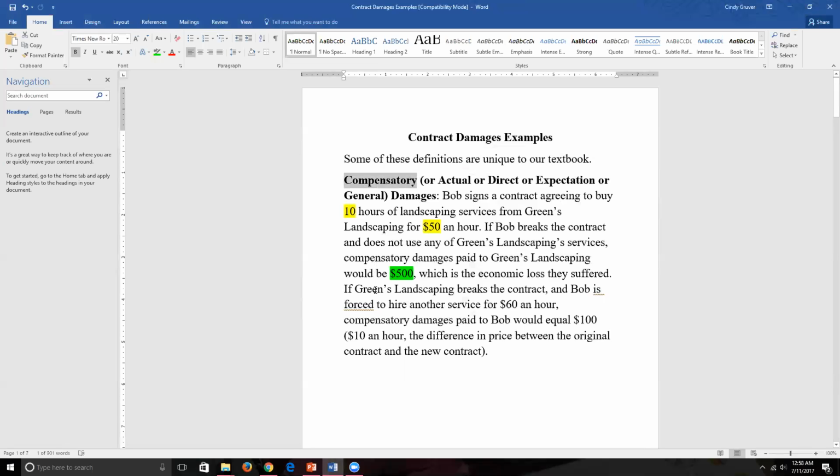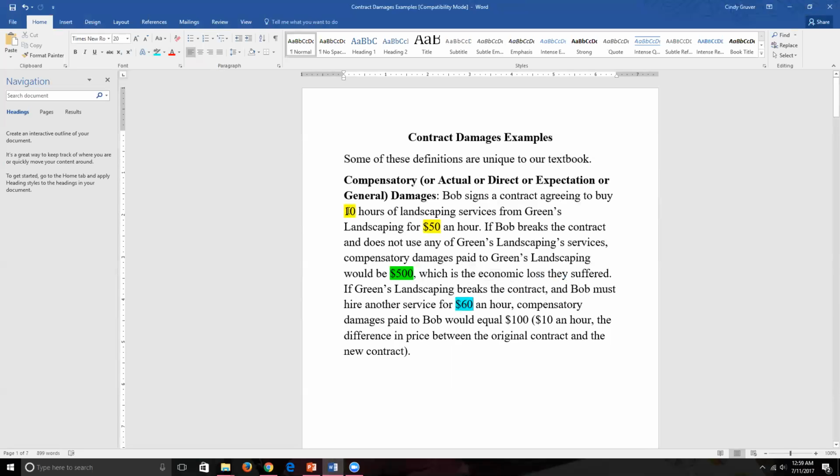Okay, but let's imagine the other scenario. Let's imagine that Green's Landscaping is the one who breaches. So Green's Landscaping breaks the contract. As a result, Bob must hire another service. And of course, he's doing this last minute, so he's not able to get the good rate of $50 an hour. He now has to pay $60 an hour.